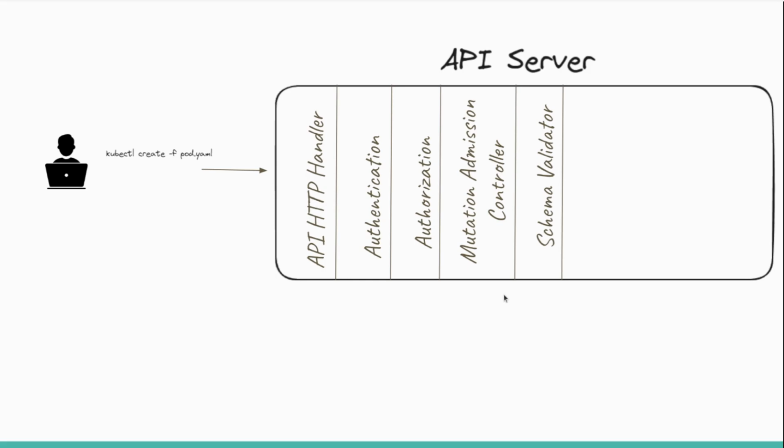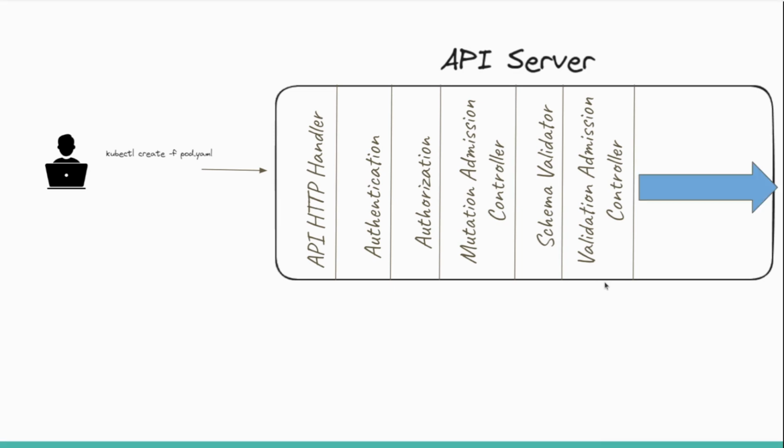Once this is done, there's another admission controller in place, the validating admission controller, and this is the last part. What it does is check the resource against policies. Let's say we have a namespace, it checks whether this resource can be created in that namespace or not. Once all these steps are done, the API server further sends the request onward. This is what happens when we make a create request for any resource.